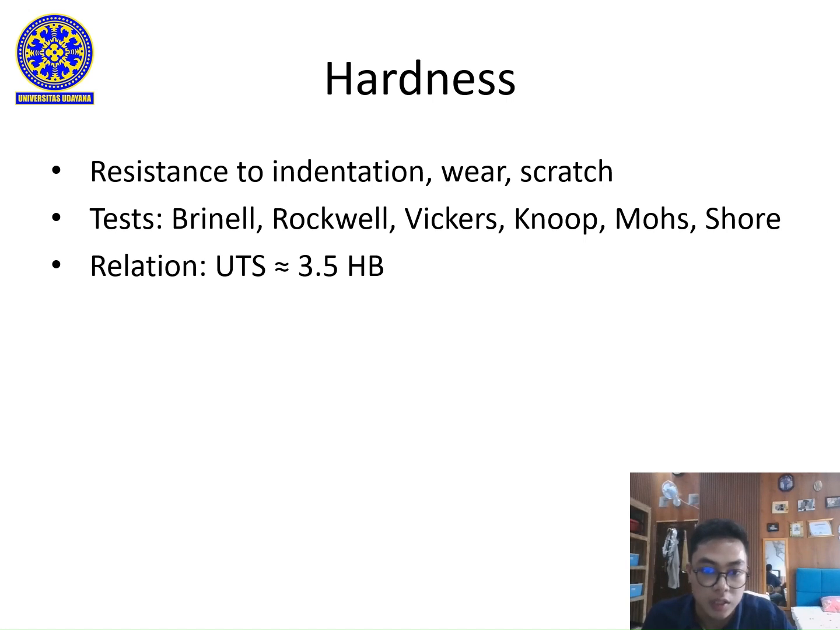Hardness is the resistance of a material to indentation, scratching, or wear. It is not a fundamental property but provides useful information about strength and performance. Several hardness tests exist: Brinell, Rockwell, Vickers, Knoop, Mohs, and Shore. For steels, there is a strong correlation between hardness and tensile strength. Ultimate tensile strength is approximately 3.5 times the Brinell hardness.